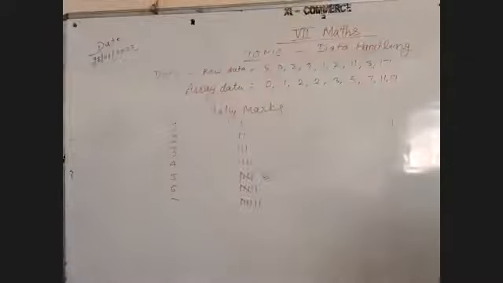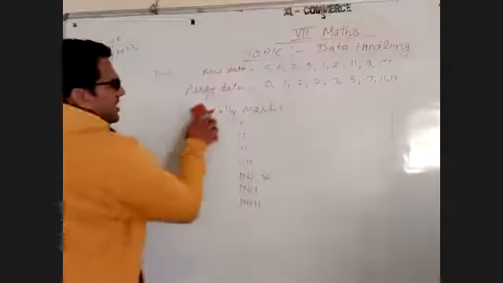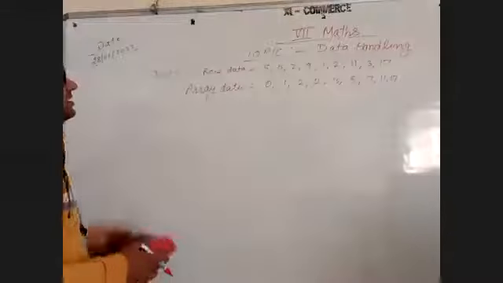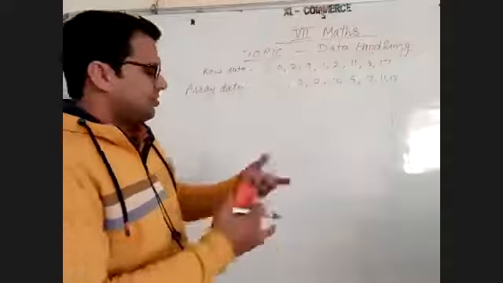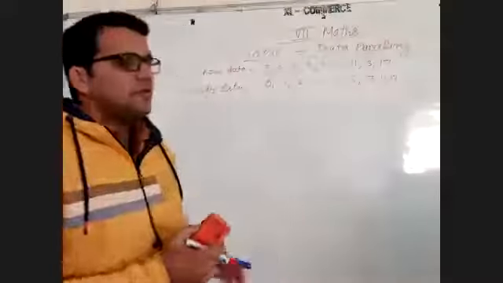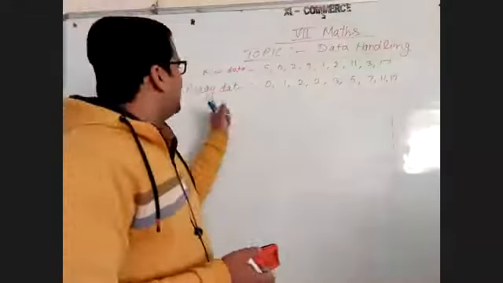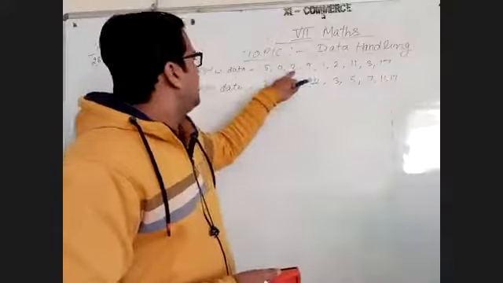Now we will discuss range. What is the range of any data? We will understand the range with the help of an example. In this data, some information is given, meaning a collection of these facts is given. What will be the range? And this is the array data. This is the ascending arrangement of the above raw data.